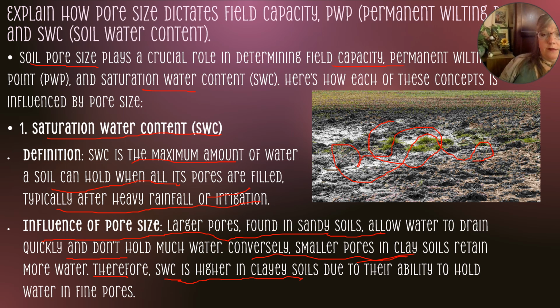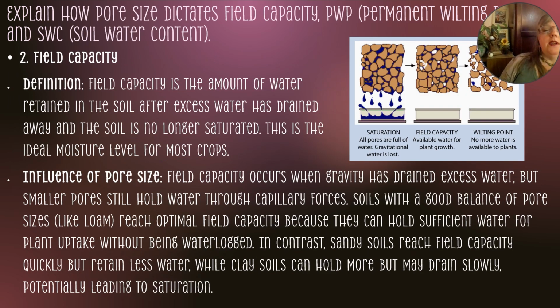Now, next one is field capacity. Okay. So field capacity is the next thing we want to talk about. It's the amount of water retained in the soil after the excess water drains. Like the last thing we did was saturated, right? Saturated means too much water. Now, the next is once you've drained off all the extra, how much is there? This is the field capacity. After the excess water has drained and the soil is no longer saturated, this is the ideal moisture level for crops. This is the field capacity, meaning this is the good amount of water.